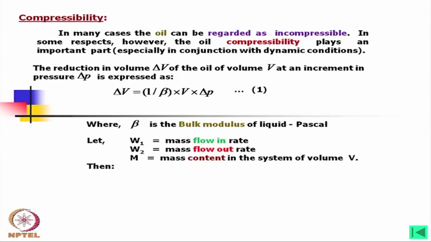Now, let W1 be the mass flow in rate. Now, we should consider a control volume. In that control volume, let us consider W1 the mass flow in rate and W2 the mass flow out rate. Now, this is normally for an instant, because if we consider the long run, then definitely it cannot conserve the flow inside. M is equal to the mass content in the system of volume V, then W1 minus W2 is equal to dm by dt. This you can easily understand.